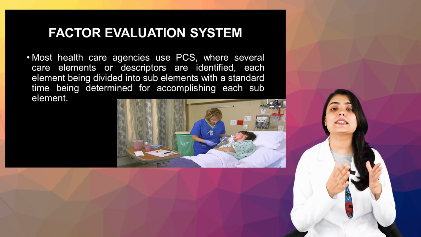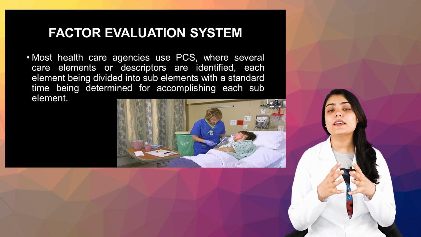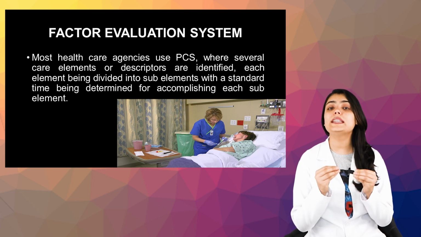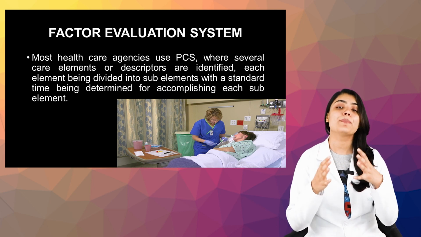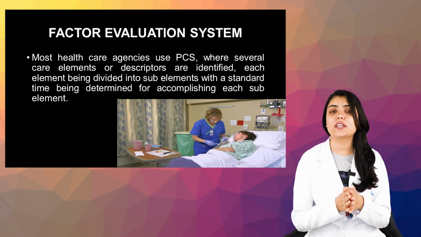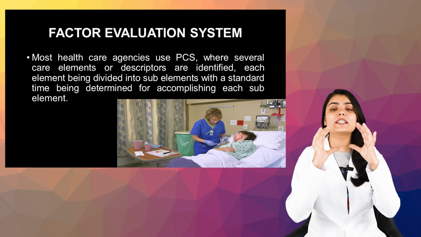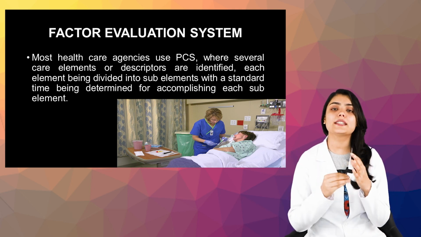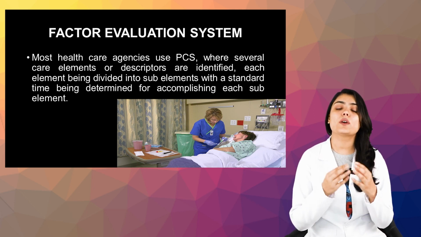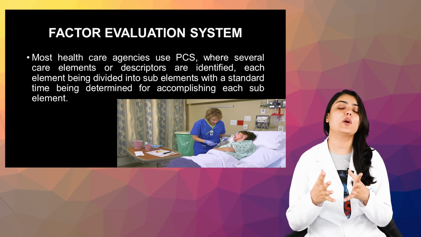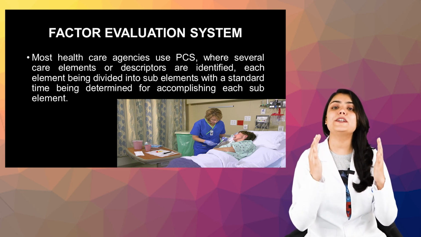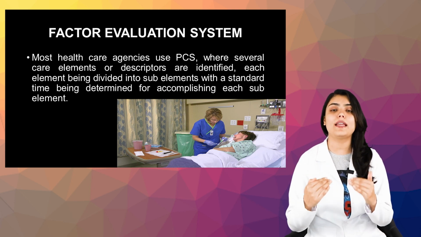The first one, as I said, is factor evaluation system. Factor evaluation system is one of the most commonly used patient classification systems. It is used in almost all the healthcare agencies. Now, what actually happens in factor evaluation system? In factor evaluation system, certain factors or descriptors are identified. The descriptors can be activities of daily living or the routine activities that are carried out in the ward, for example, hygiene, grooming, feeding of the patient. Now, this particular element or descriptor is further divided into sub-elements. For example, if we take feeding as a major element, it will be further divided into other sub-elements.